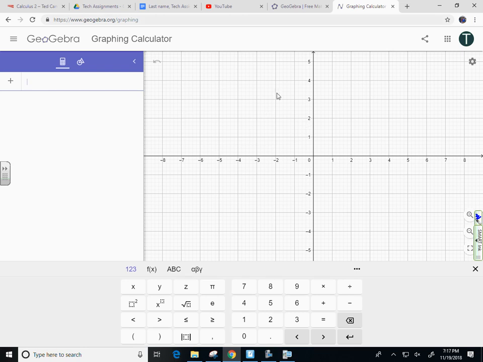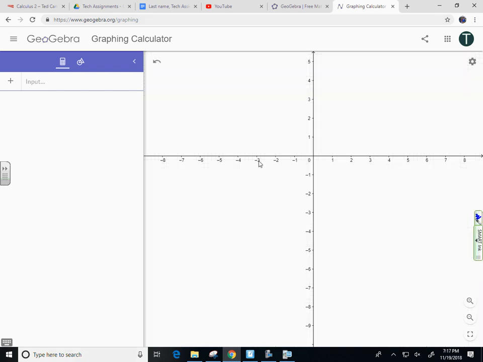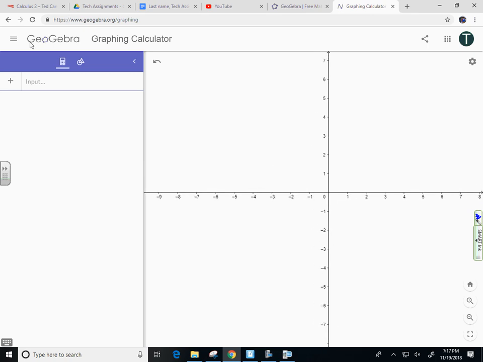So I don't like the little graph grid here. You could leave it on if you want, but if you right-click, you have the option to show grid. I don't like the grid. I like a nice, clean, white workspace. That's a personal preference. It's not a requirement.